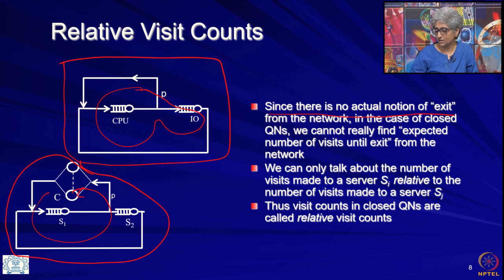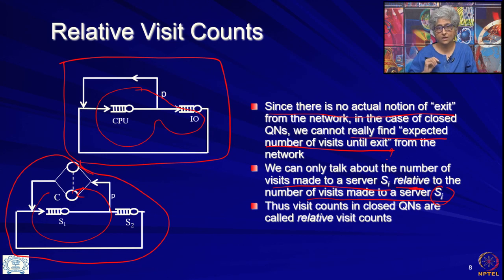So, if there is no exit, how can we define an expected number of visits until exit? That is what visit count was in the open queuing network: the expected number of visits to a station I from the point that a request enters to the point that it leaves. So, it is difficult to define this for a closed queuing network. What we do instead, as I said before, is talk about the number of visits made to server SI relative to the number of visits made to some server SJ. Now, what is this SJ going to be? Which server do we do this relative to?